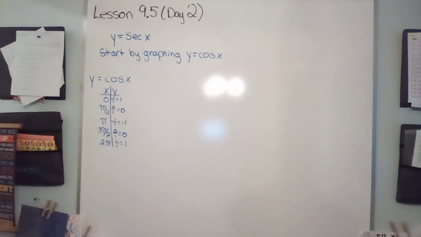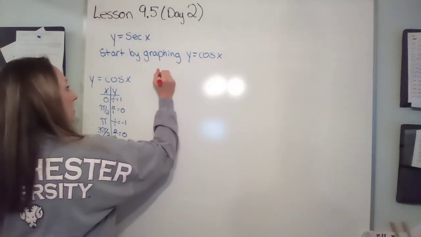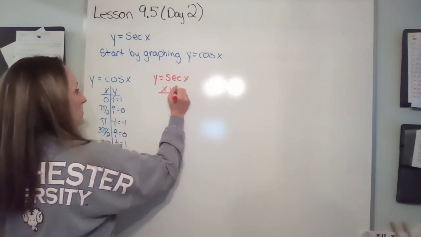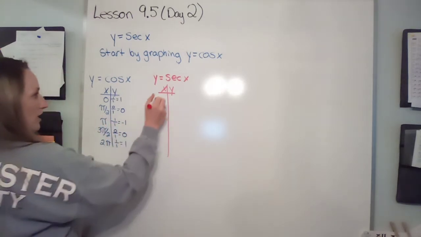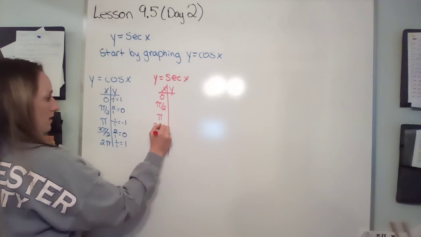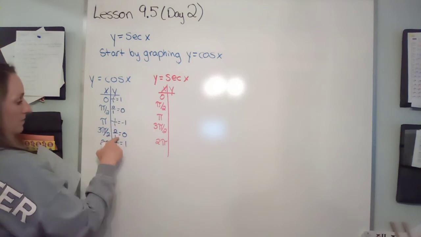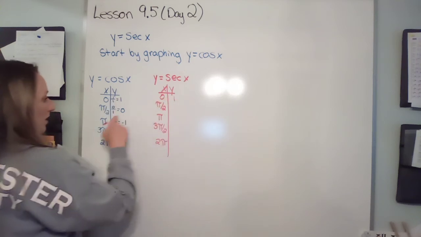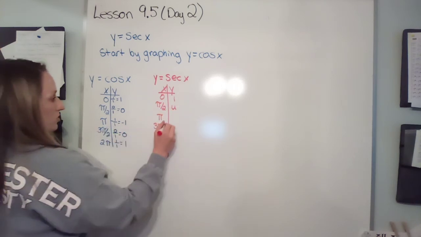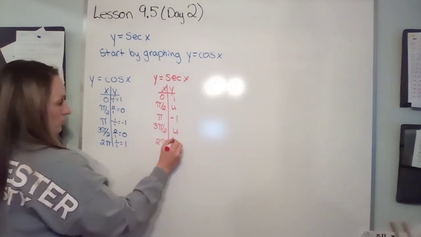Okay, so then for the secant, y equals secant x, since they are reciprocals, the x's aren't going to change. 0, pi over 2, pi, 3 pi over 2, and 2 pi. All of these need to flip. Okay, so it's going to be 1 over 1, which is 1. 1 over 0, which is undefined. -1 over 1, which is -1. 1 over 0, which is undefined. And 1 over 1, which is 1.